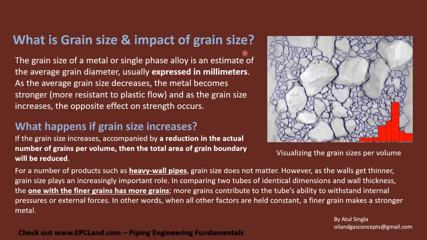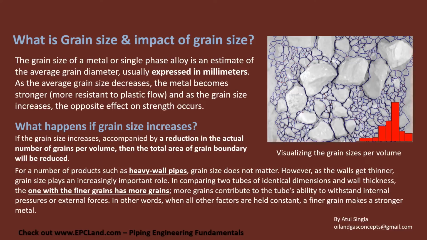If you look here, when the size is larger, the grain boundaries are different. If the sizes are smaller, the grain boundaries are different. So in a particular volume, the number of grains differs with respect to size. Now we need to understand that when the size is increasing, the number of actual grains in a particular volume will decrease, right? That means the total area of grain boundary is reduced. This is related to the strength and mechanical properties of the material.